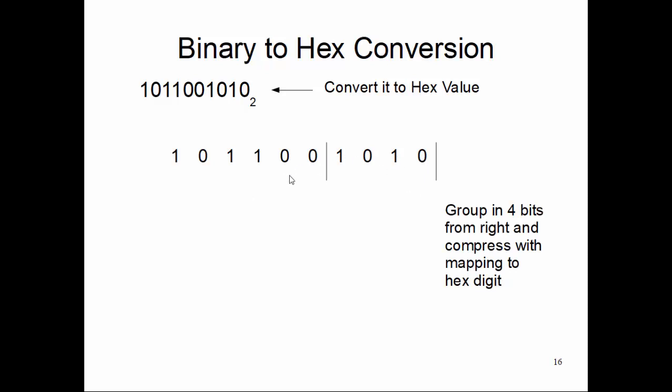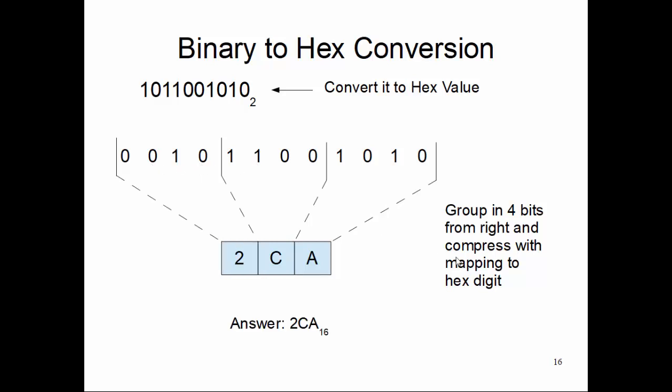So this is one group. We take another group of 4, and then we have 2 bits left. So we prepend 2 more 0s to make it a group of 4 bits. Once we have groups of 4 bits, for each group we determine its corresponding symbol from the previous table. I know 1010 is the value 10, so its symbol is A. This is of value 12, it will be C, and this is of value 2, that will be symbol 2. So your answer is 2CA base 16.